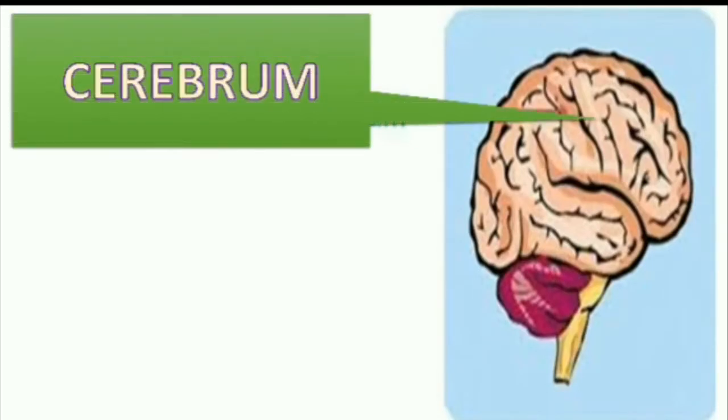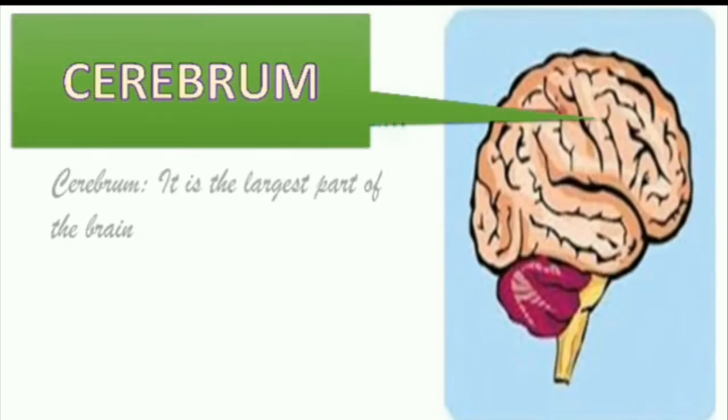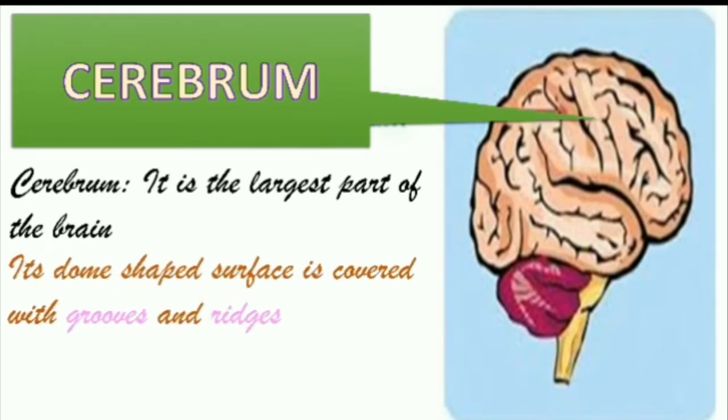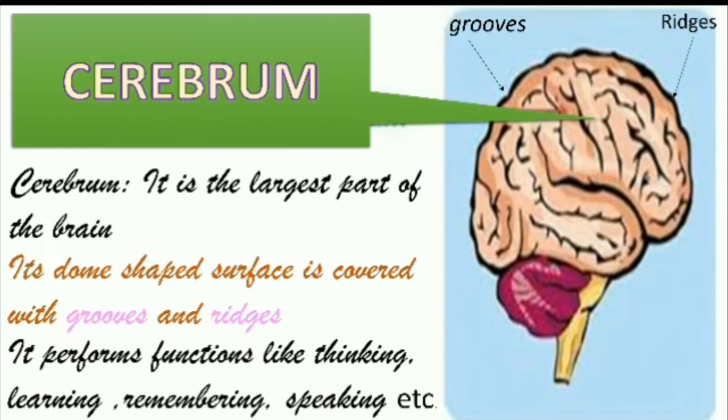Now we are going to study each part of the brain one by one. Cerebrum. Cerebrum is the largest part of the brain. It is dome-shaped. Surface is covered with grooves and ridges. You can see here grooves and you can see here how the ridges look like. It performs functions like thinking, learning, remembering, speaking, etc.